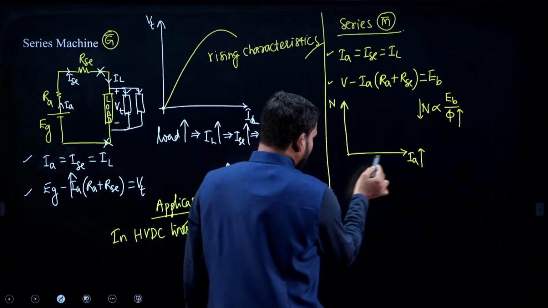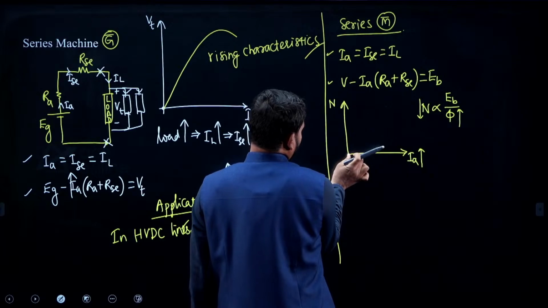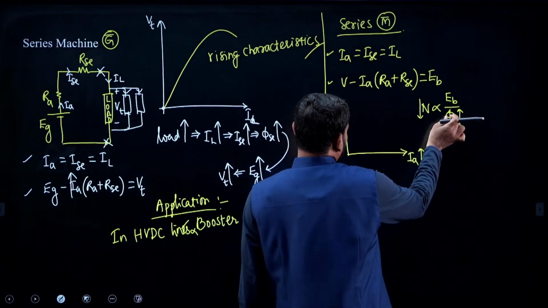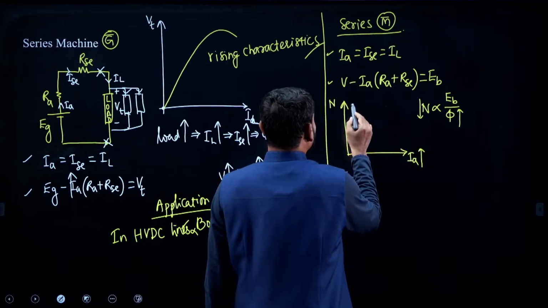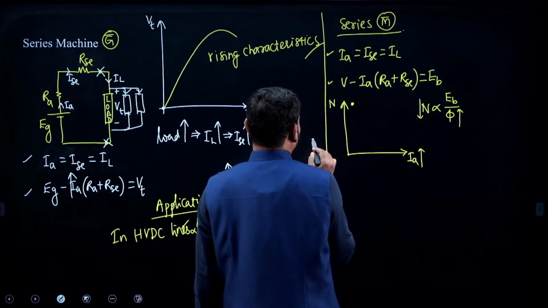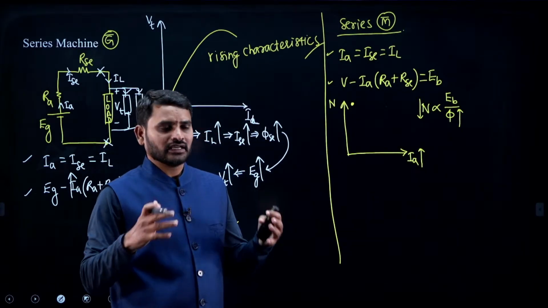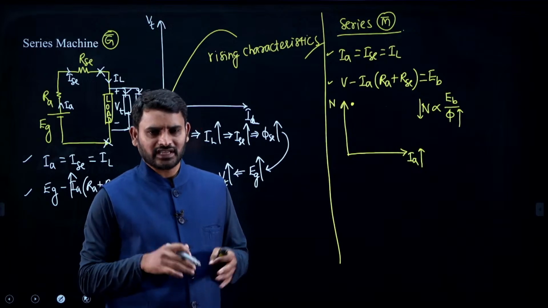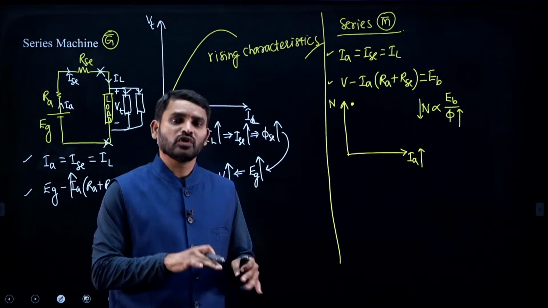Under no load condition, the current drawn by the motor is very less. If the current is very less, the flux is also going to be very less. If this flux is very less, the resultant speed looks like very high, or we can say infinite, and the series motor is going to rotate at dangerously high speed under no load condition. This is the reason why we do not operate the series motor at no load conditions.